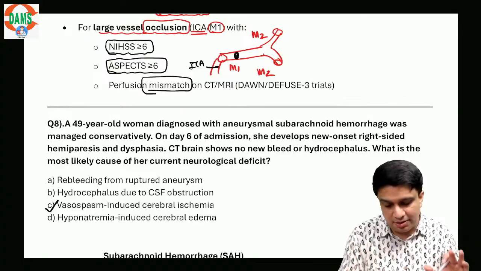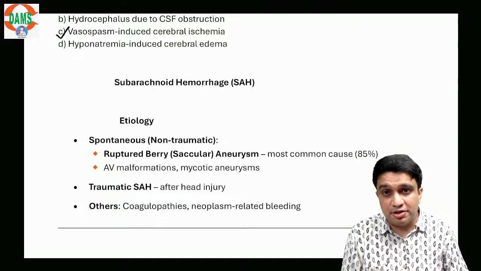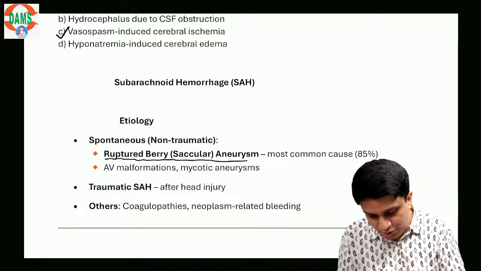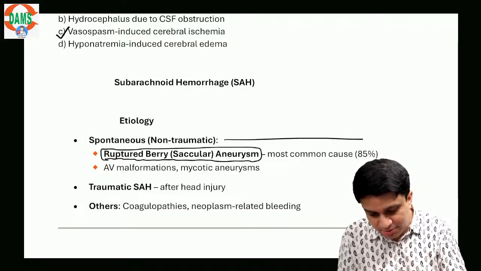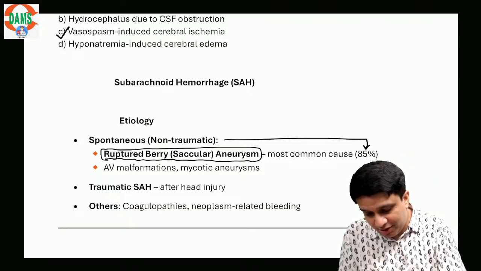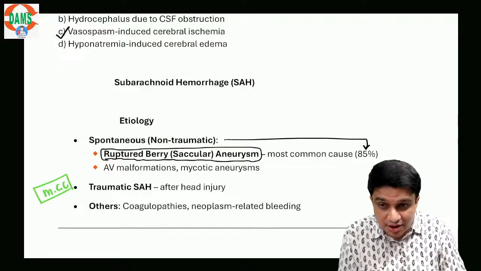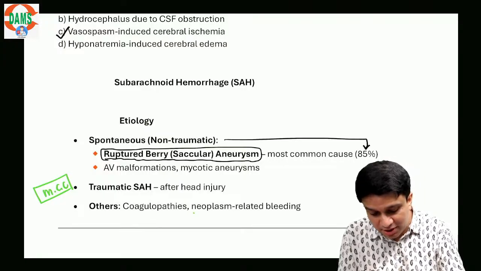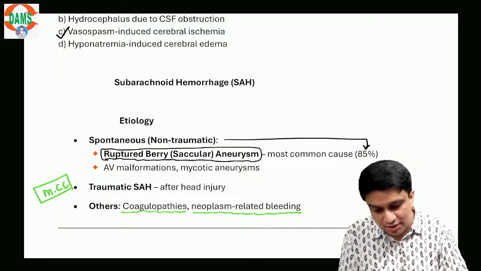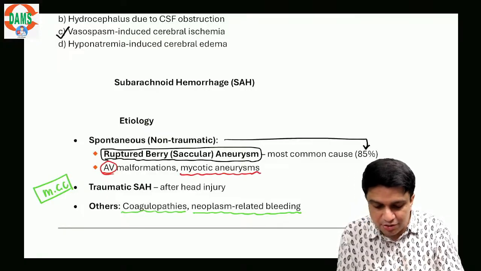So let's quickly revise subarachnoid hemorrhage. Easy, important topic. What are the causes of non-traumatic spontaneous SAH? Berry aneurysm rupture. The most common cause of non-traumatic SAH is berry aneurysm rupture. Otherwise, most of the time that we find it is traumatic. The most common cause of SAH is traumatic SAH after head injury. The rare ones are neoplasm-related bleeding in the subarachnoid space or even coagulopathies. But that's the rare one. Apart from this, don't forget the AV malformations and some mycotic aneurysms found in the blood vessels.